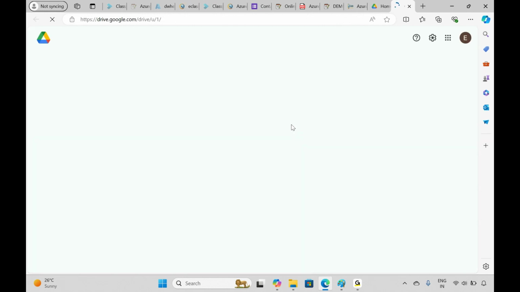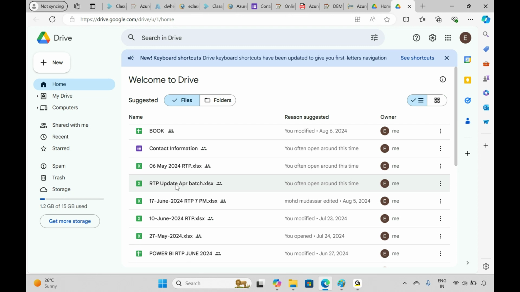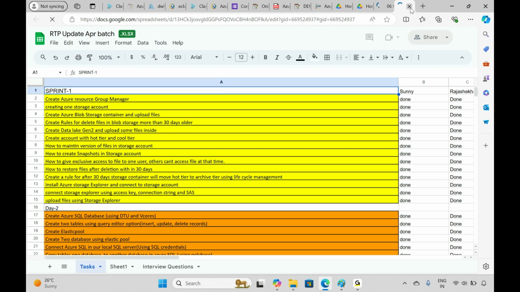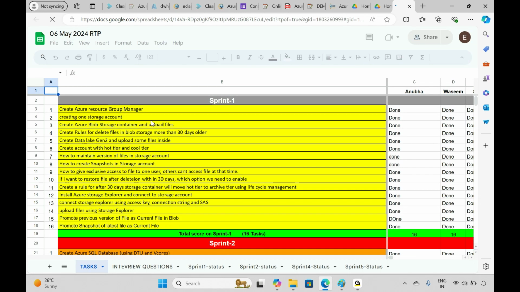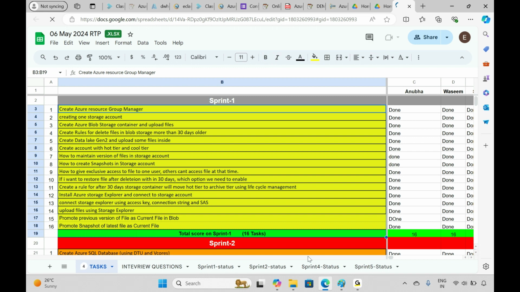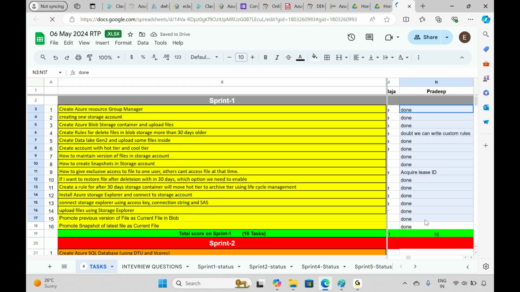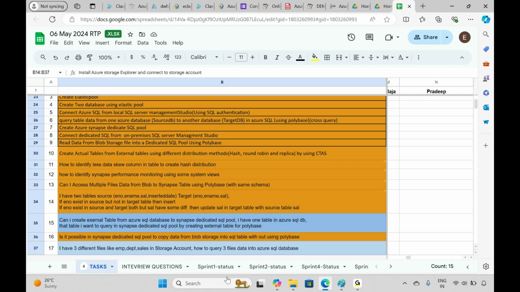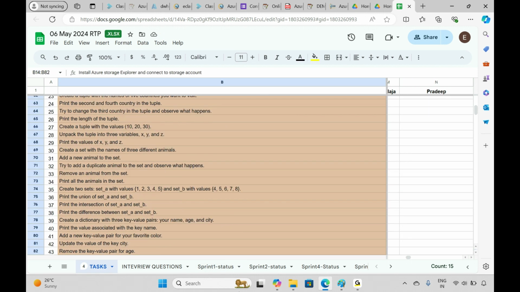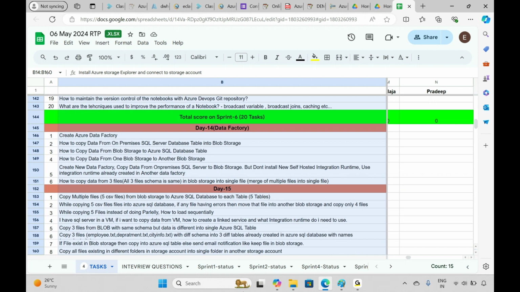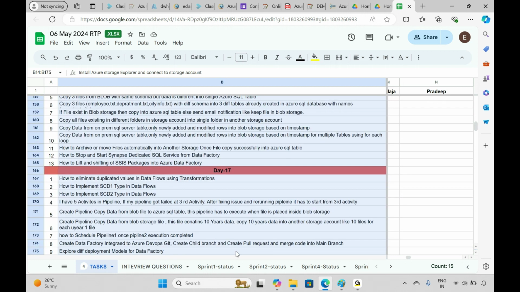Let me open that sprint sheet. So this is our sprint sheet. For example, this is sprint one. Anubha and these are all the people working on that sprint one. Again, sprint two, sprint three, sprint four, sprint five, sprint six. So this is how many tasks we want you to complete over here.